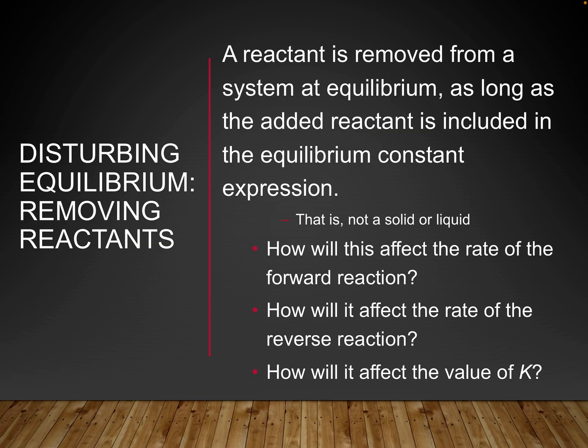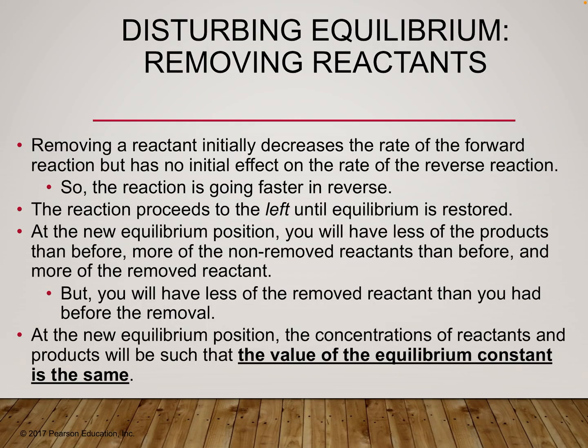Okay, so that was what happens if I add a reactant. Similarly, if we remove a reactant, again we need to make sure it's in the equilibrium expression. If I remove a reactant, that will affect the rate of the forward reaction, and we can look at how it affects everything else. So let's write this out. We have reactants and products, and this time I'm going to remove some reactant.